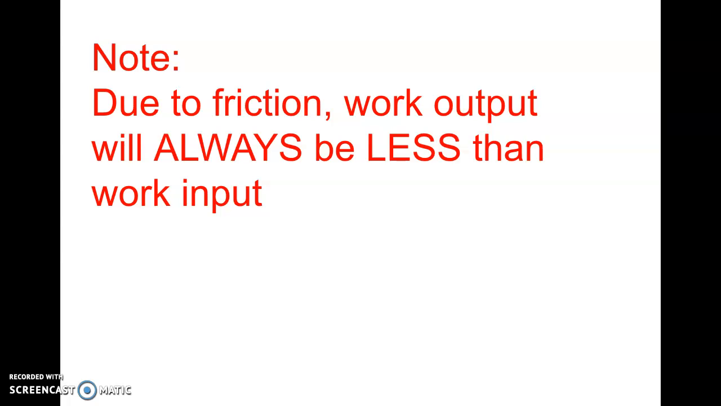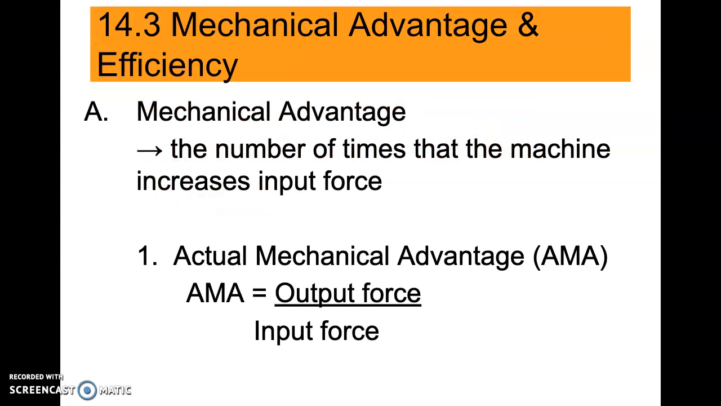Due to the fact that we need friction in order for machines to work properly, work output is always less because energy is lost to friction. All right, so our mechanical advantage is a multiplier. It is the amount of times the machine multiplies the force in. And most of our mechanical advantages will be over 1. A mechanical advantage of 1 just simply means that you are just changing direction.